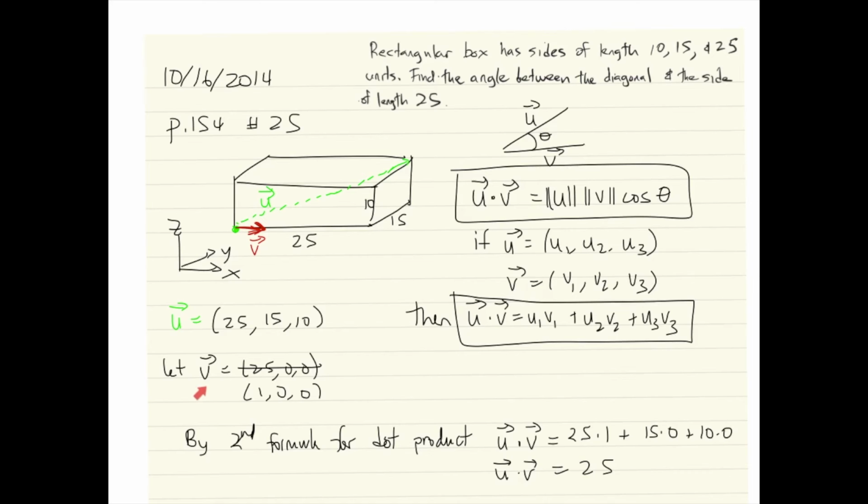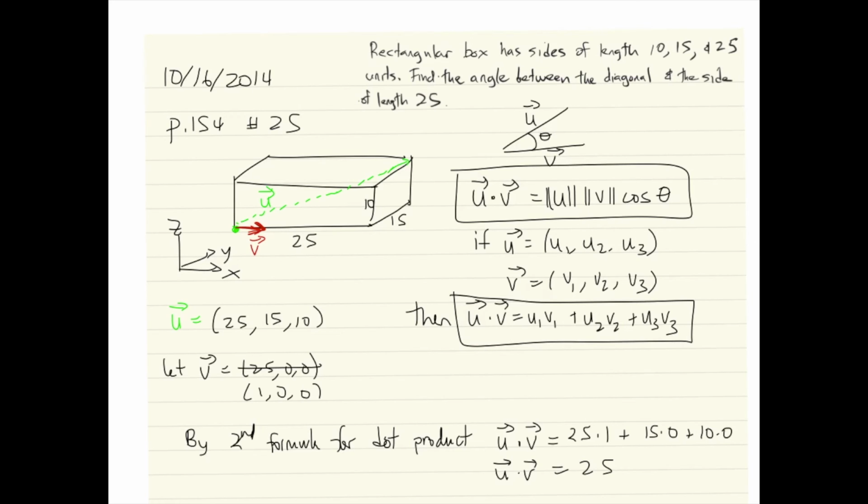Okay, so then let v be, well, I initially chose v to be the vector 25, 0, 0, so that's in red here, the vector in the direction along the edge of length 25. But to make the math a little bit easier, I changed it to the unit vector in the same direction. It turns out either one of these two will give the same answer. The arithmetic will be a little bit smaller when I use the 1, 0, 0. Okay, so first let's compute the dot product, u dot v, of these two vectors.